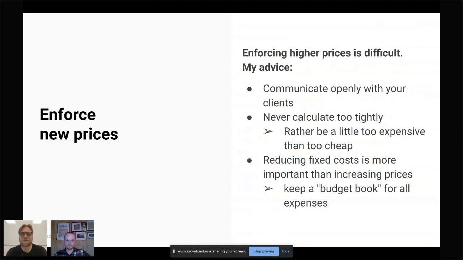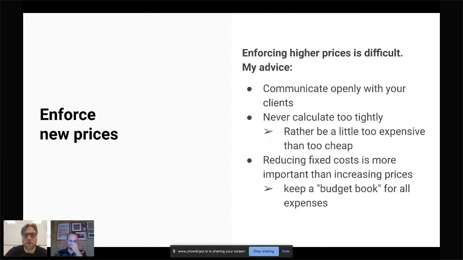there are other tips as well. For example, enforcing higher prices is always difficult, and I know this. I don't like having to communicate new prices or increasing the price, but my tip here is: communicate this openly with your clients. If you really want to stick with your hourly rates, or if it's possible to stick with your hourly rates, totally fine. But you should communicate from time to time openly, maybe in a feedback.